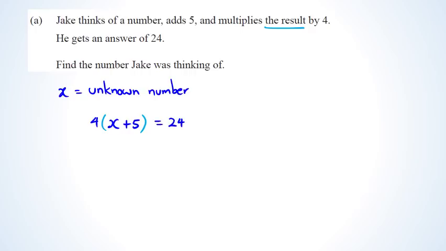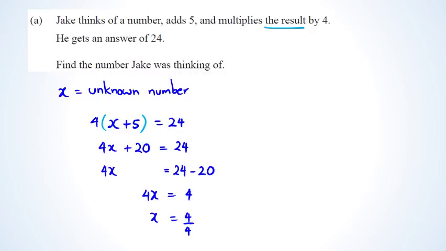Okay, so this was the equation that we needed to set up, and now we need to solve this. So the first thing we can do is expand. We have 4 times x, which is going to be 4x, 4 times 5, which is 20, and then we've got 24. So we can rearrange this as 4x is equal to 24 minus 20, and we get 4x equals 4. Therefore, x is equal to 4 over 4, which is going to give you an answer of 1. Cool, and that is an achieved question.